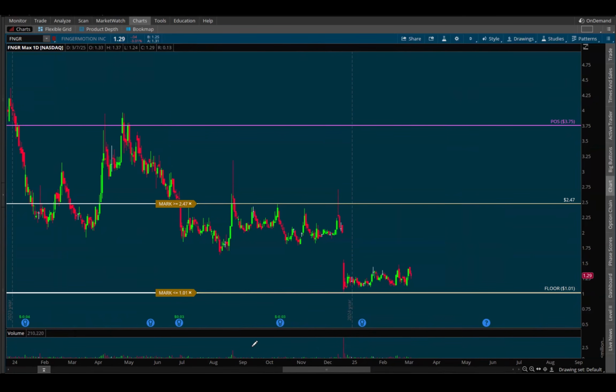So I get an alert here if we test or possibly break this key support level that we have not broken for multiple years. And then I'll look at the same thing here, this level that we have not been able to break out going back about 9 months right now, and it failed for 6 months straight. So we have a nice range established. We're about 25 cents from the floor, or about $1.20 from the top.